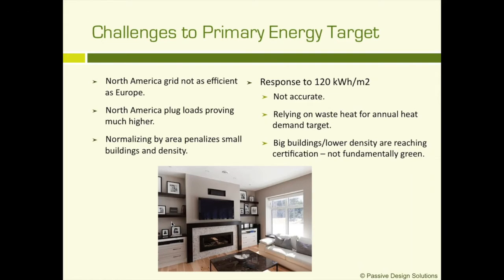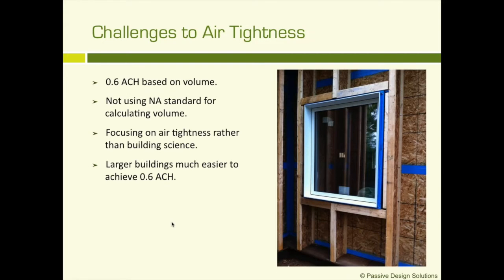But when you compare those two on the air tightness per square foot of building envelope, the small house was actually more airtight than the big building. So again, penalizing those small buildings. As we were just talking about, the air change per hour is based on the volume of the building. The calculation of that volume is not an ASHRAE familiar calculation, and so it's focusing on that air tightness rather than the building science, with those large buildings being able to have some pretty severe leaks and still achieve their 0.06 air changes per hour.